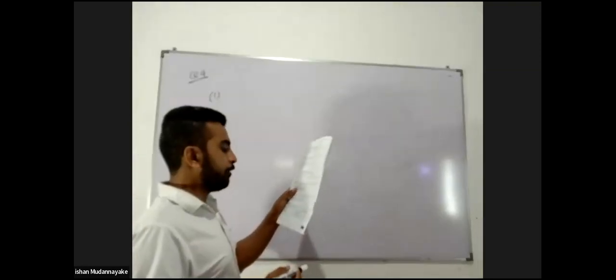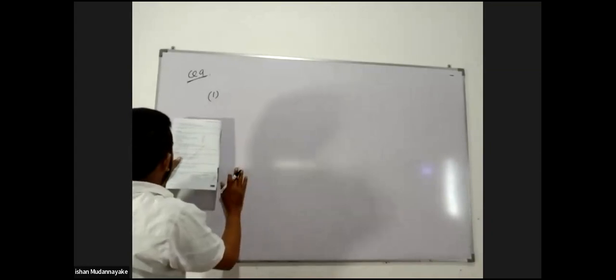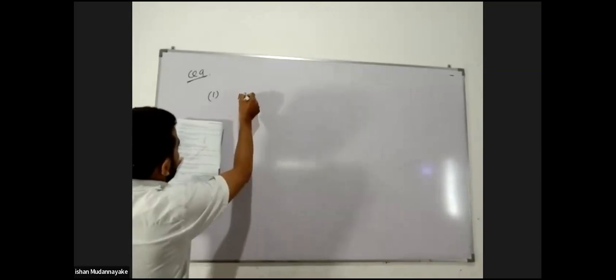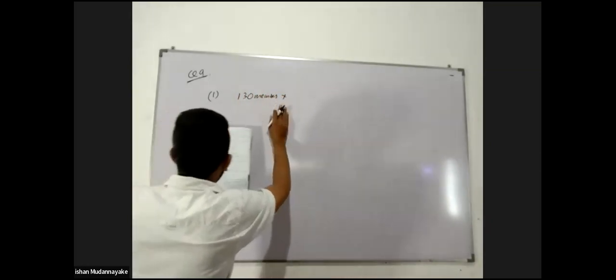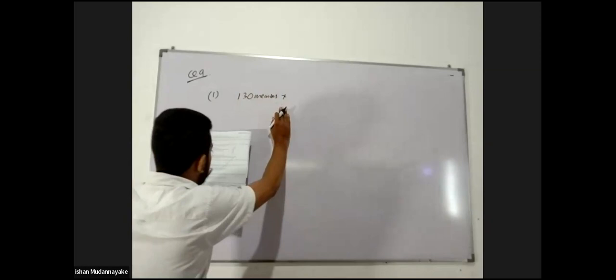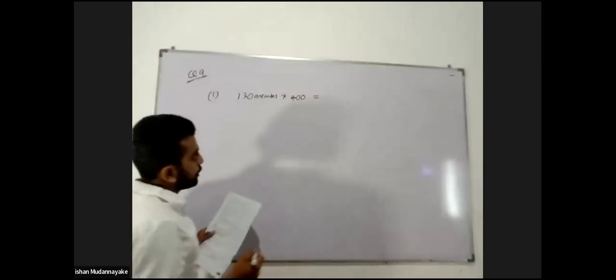Calculate the subscription fee received for the period. How much? Received subscription fee for the period. 20 members have not paid their subscription fee. It means 130 members multiplied by subscription fee 400. Right. Subscription fee received amount, how much?